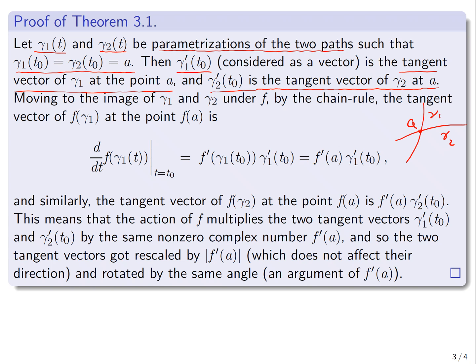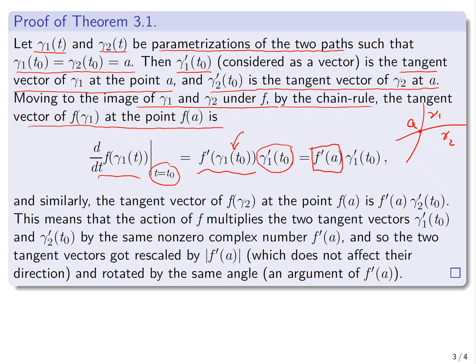Now let's look at the images of these two. You can find the images of gamma 1 and gamma 2 under f by the chain rule. The tangent vector of f of gamma 1 at the point f(A) is found by taking the derivative and evaluating it at t naught. By the chain rule, you take the derivative of the outside function, put the inside function in, and multiply by the derivative of the inside function. That's what the chain rule says. If you plug in gamma 1 at t naught, you get f prime of a times the derivative of the inside function. And if you do the same thing with the gamma 2 function, you can see this term is a constant. It appears again, but it's fixed.